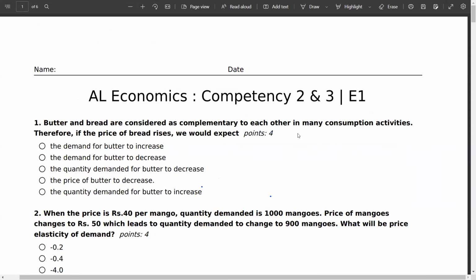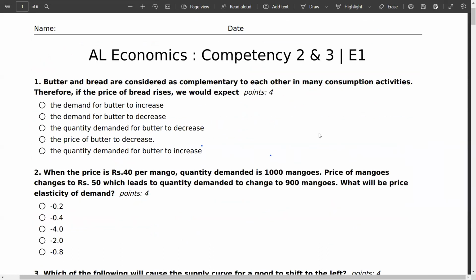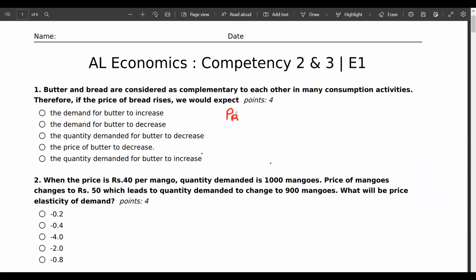So we'll start now. The first question: butter and bread are considered as complementary to each other in many consumption activities. Therefore, if the price of bread rises, we would expect, right? Normally, when the price of bread rises, what would happen to quantity demanded of bread? We know quantity demanded of bread would drop, right? That's basic demand law. But here in the answers, there's nothing about bread. All the answers are talking about what's going to happen to demand of butter.